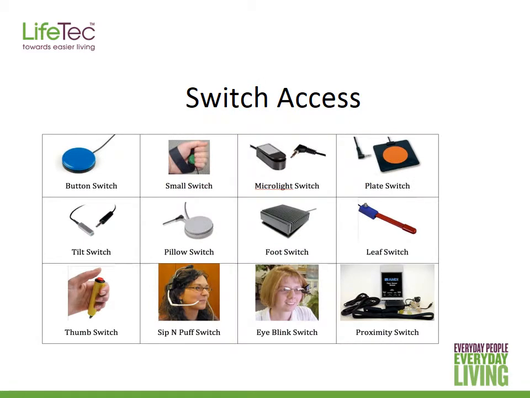So switch access is an option when someone can't access the options we've previously discussed, but they do have a reliable, consistent movement. The device will basically scan through options, and then the person will hit the switch when it gets to the option that they want.